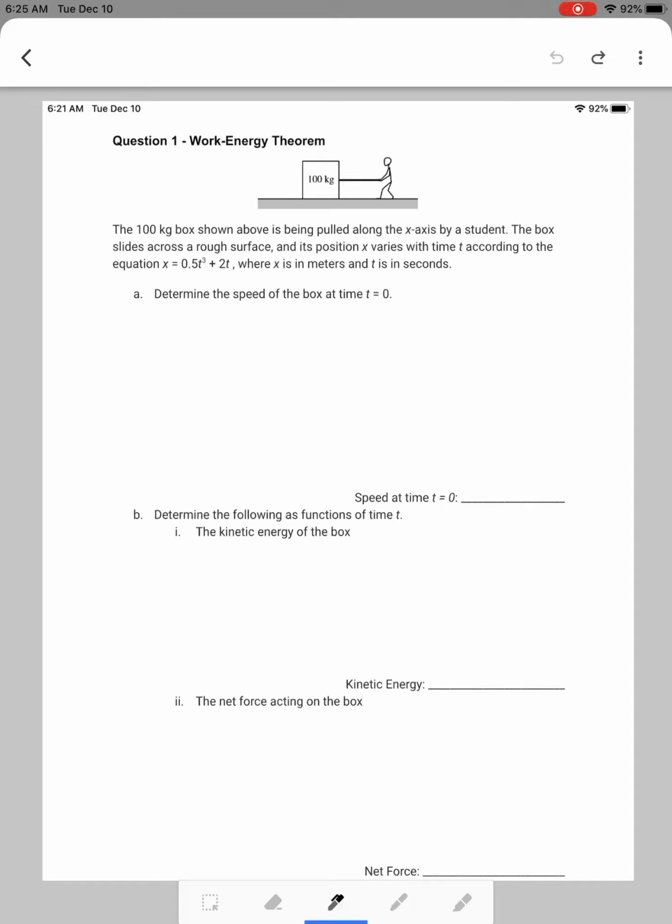What's up, everybody? This is question 1 from the chapter 9 through 10 free response, so let's just dive right in. On the first question here, we're given a position function x equals 0.5 t cubed plus 2t.